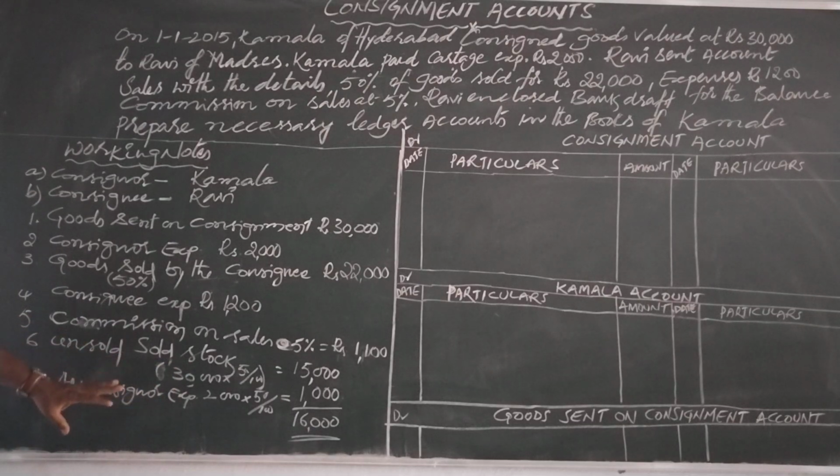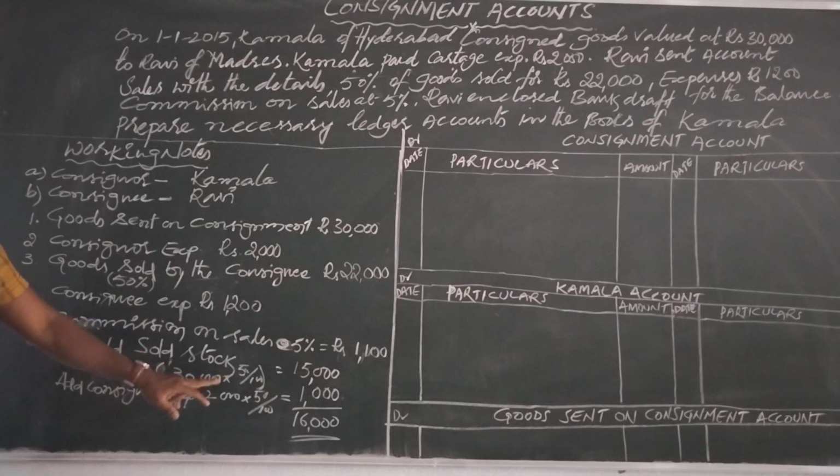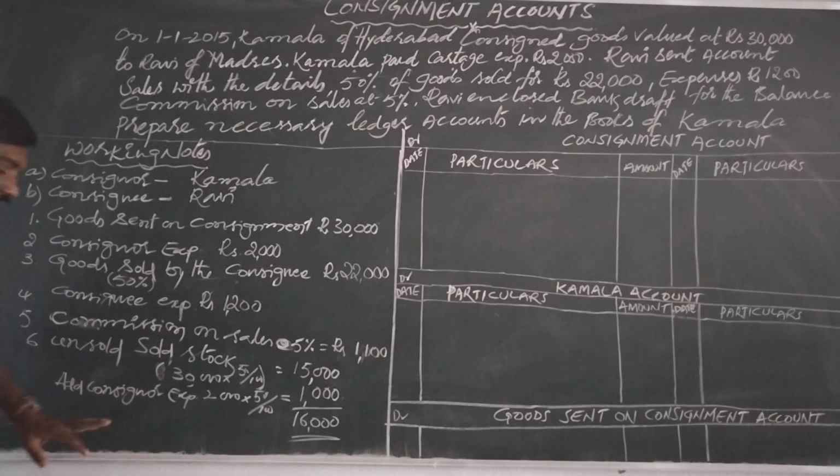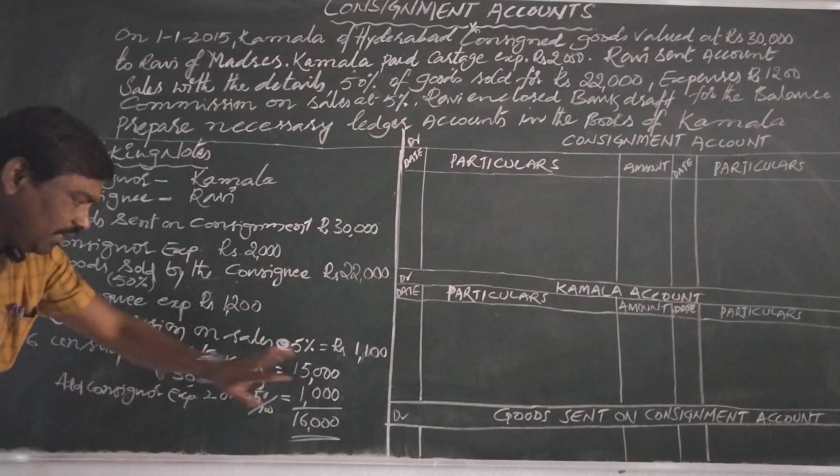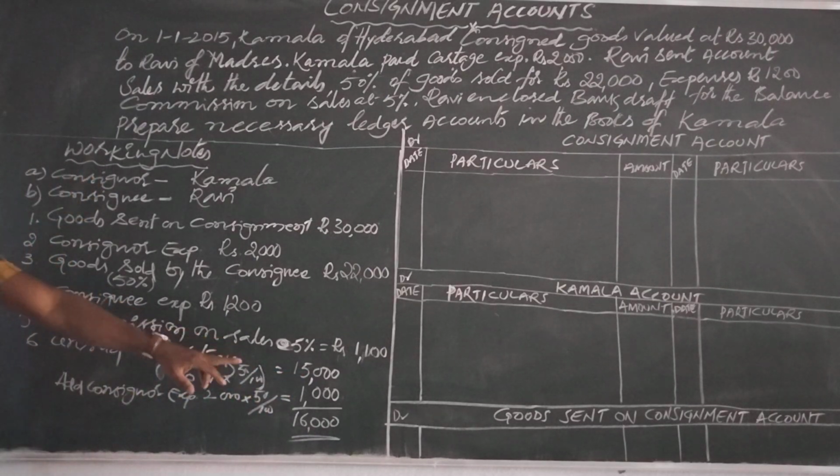Here, while we are evaluating unsold stock, we take the total cost of goods on consignment, that is 30,000. Of the 30,000, 50% of goods are sold out, so the remaining stock is only 50%. That will be 15,000. If you calculate, you will get 15,000.